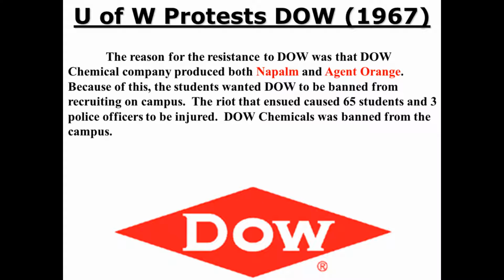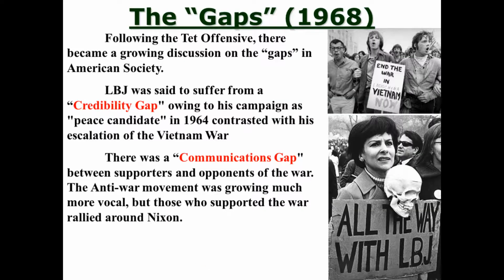As we move forward into the 1960s, we see a growing discussion about the gaps. First is the credibility gap of Lyndon Baines Johnson, who campaigned as a peace candidate in 1964, but by 1968 in the Tet Offensive, it is widely clear that he is not a peace candidate. He has escalated the war and is not doing a good job of running that war. So there is an incredible lack of credibility that he suffers from, which is one of the key reasons why he ends up not running for president in 1968.